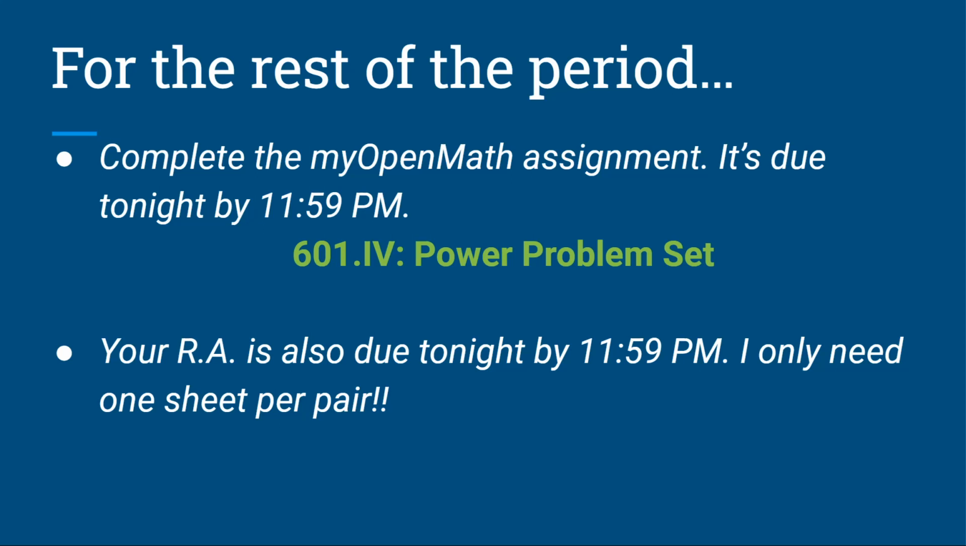The other thing that you have that's due tonight is your RA. Don't forget to turn that in. I only need one for the pair of you. So whoever's sheet you're using, that person needs to finish it up and turn it in, or you can both finish it up, but that person needs to turn it in. I don't need it turned in from everyone. I just need one sheet for the two of you. Okay, but that's due by 11:59, as is this. So go ahead and get to work. If you have questions as you're working, please let me know.